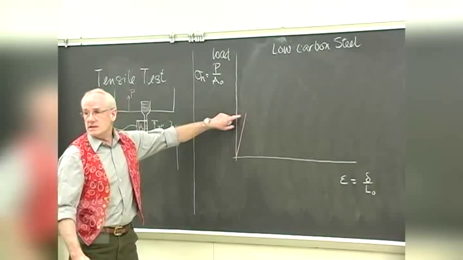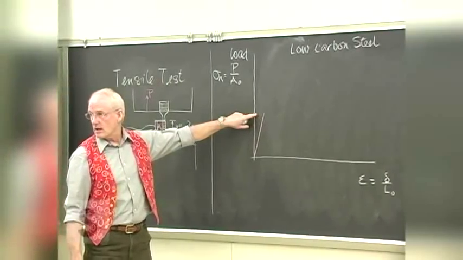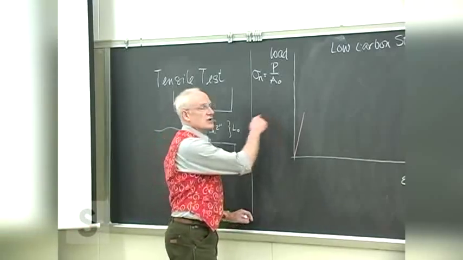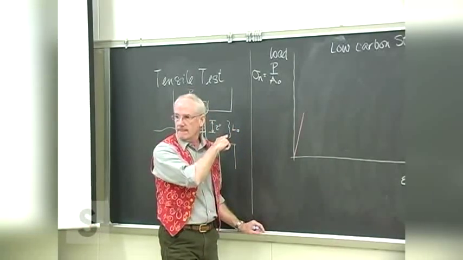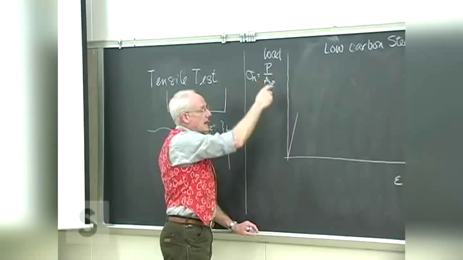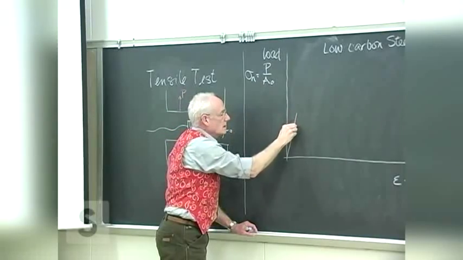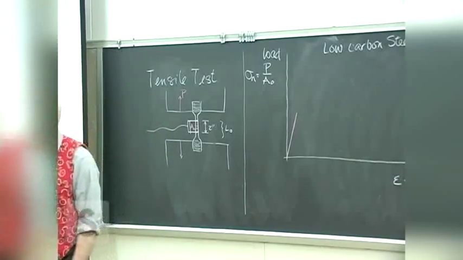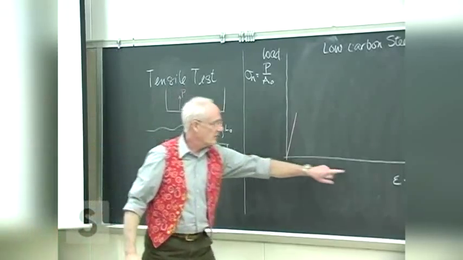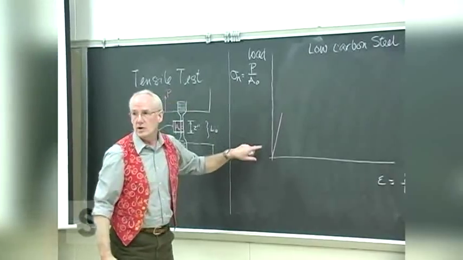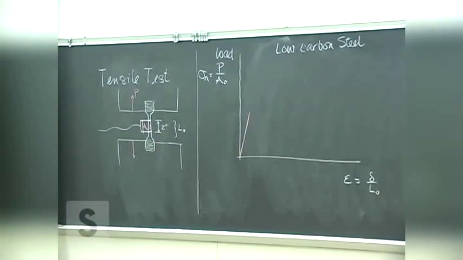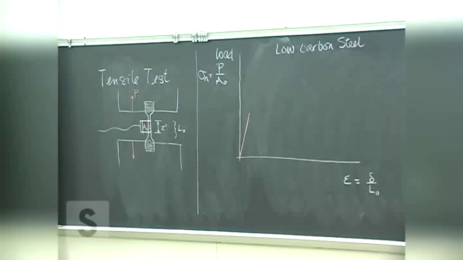If for some reason in here, for a coffee break, or the union says they must take a break, they turn off the machine, let the load go back to zero, the material will go right back down that line to its original length. No deformation when there's no load. It retraces this part of the curve almost perfectly.